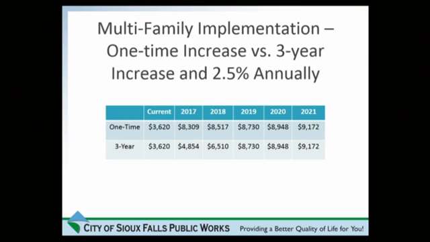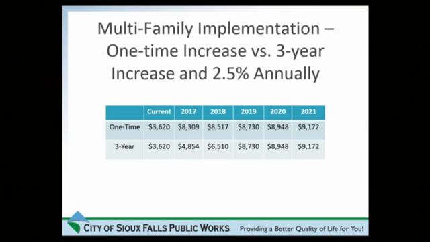Next year it'd go to $83.09. After that, it's a 2.5% inflationary factor. So every out year through 2021, it goes up 2.5%. The option, and our recommendation is, and the option we presented to them was, instead of doing the one-time 130%, let's do a 3-year stepped approach with that increase.